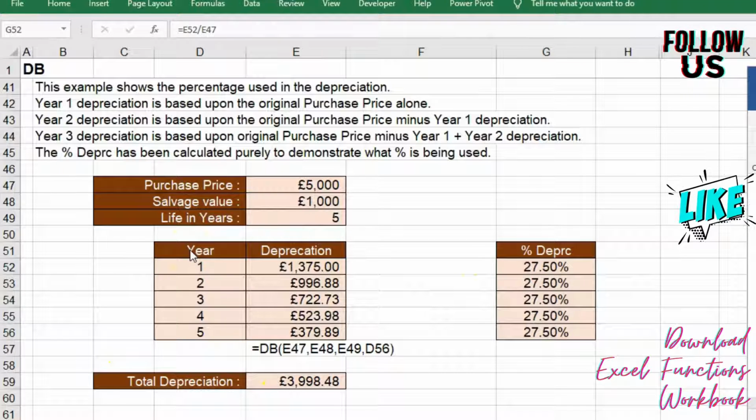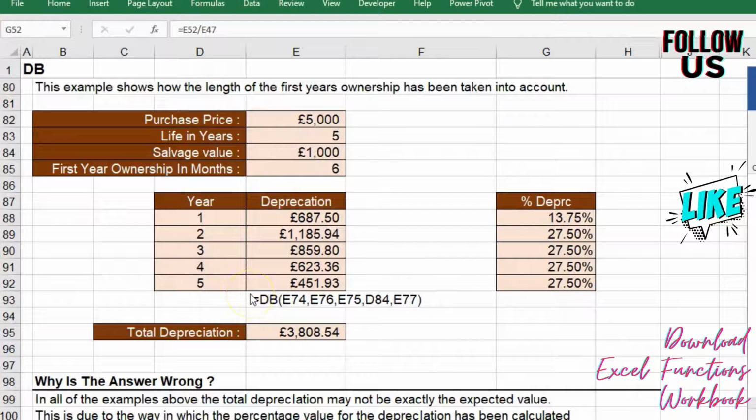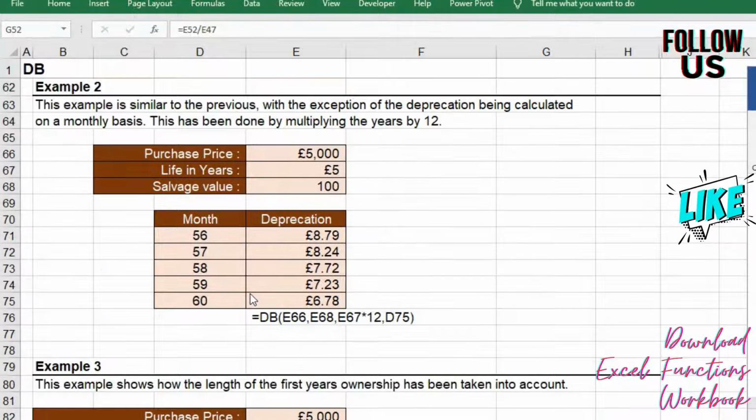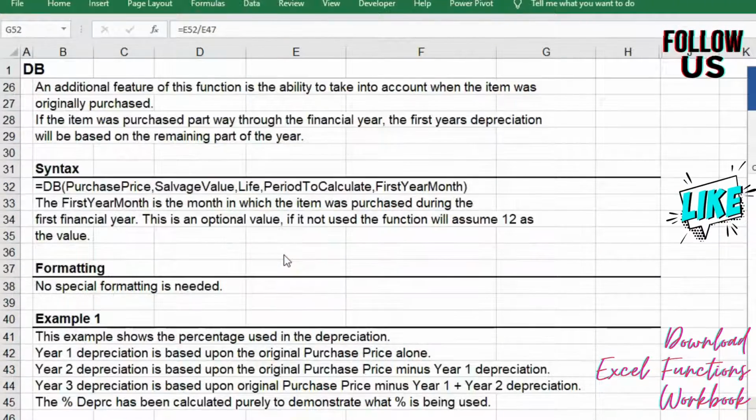Summarily, the Excel dB function returns the depreciation of an asset for a specified period using the fixed declining balance method. The calculation is based on initial asset costs, salvage value, the number of periods over which the asset is depreciated, and optionally, the number of months in the year. So we have other examples here, example 2 and 3. You can play with these values, download this workbook, and learn more about this dB function.